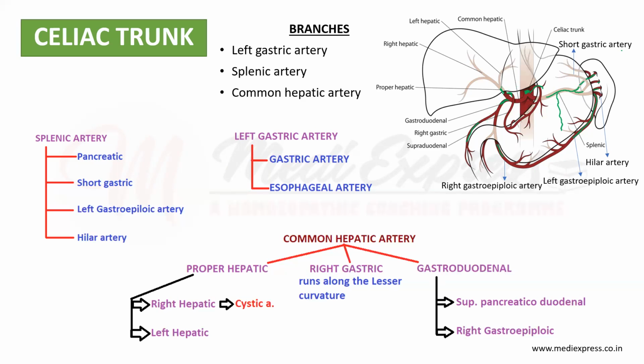And lastly, we have the proper hepatic artery. Now, the proper hepatic artery is divided into two. That is the right hepatic artery, and we have the left hepatic artery. Now, the right hepatic artery again gives off a cystic artery. So, this is about the celiac trunk.